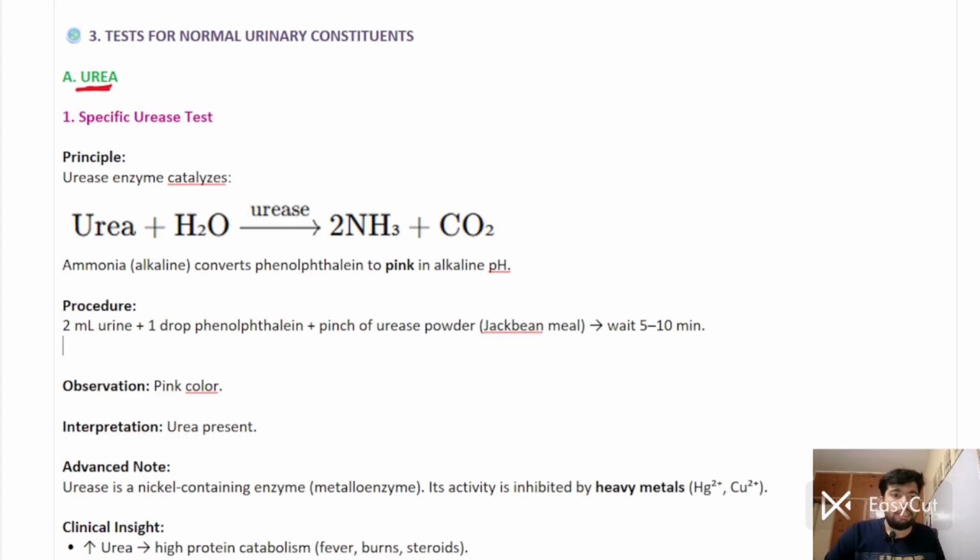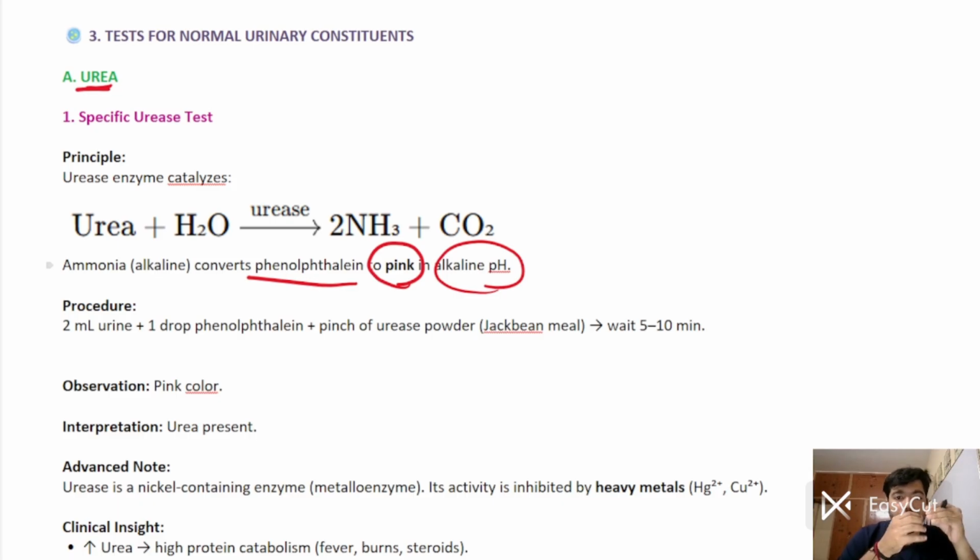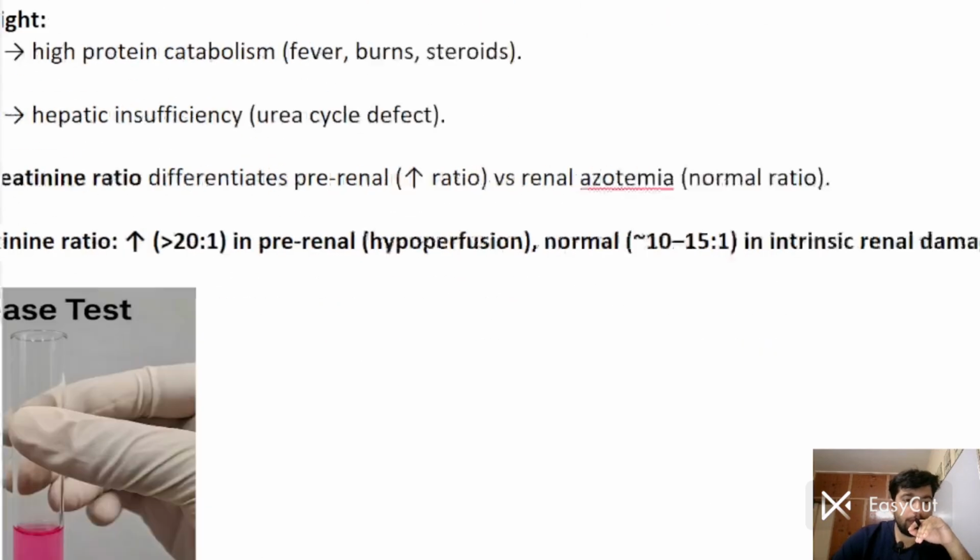Now see, the urease enzyme will catalyze urea to ammonia and carbon dioxide, and this ammonia is alkaline in nature. This will convert phenolphthalein to pink color in an alkaline pH medium. In the procedure, you take 2 ml of urine, add 1 drop of phenolphthalein, plus a pinch of urease powder, and wait for 5 to 10 minutes.